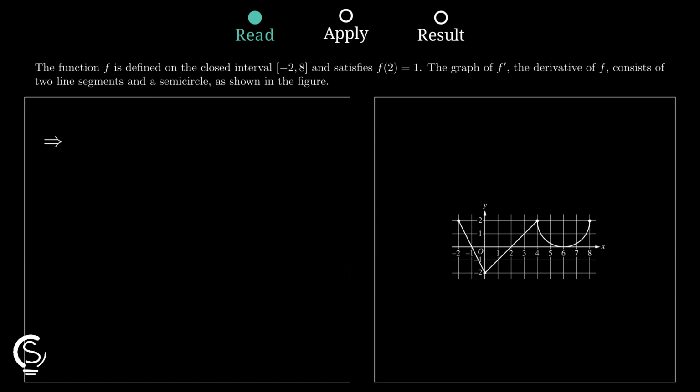B. For concavity, f is concave down where f prime is decreasing, which occurs on the open intervals -2 to 0 and 4 to 6.